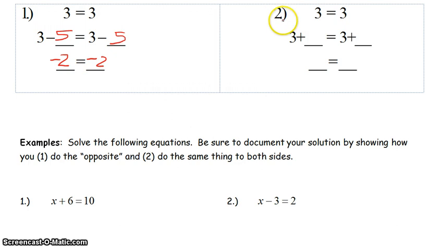Now we look at number 2. This time we have addition. And as stated earlier, the directions above tell us to use 5.